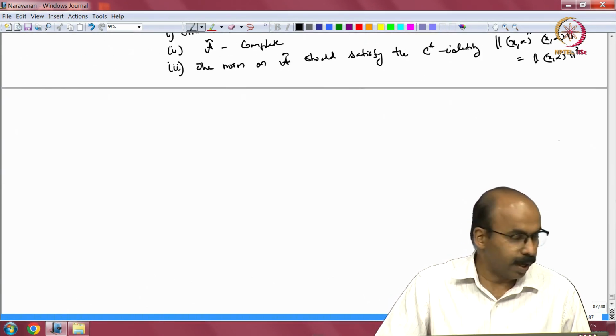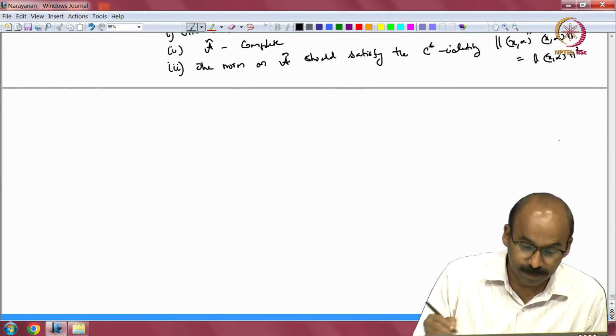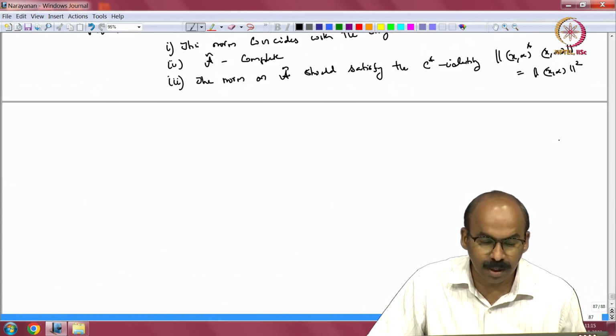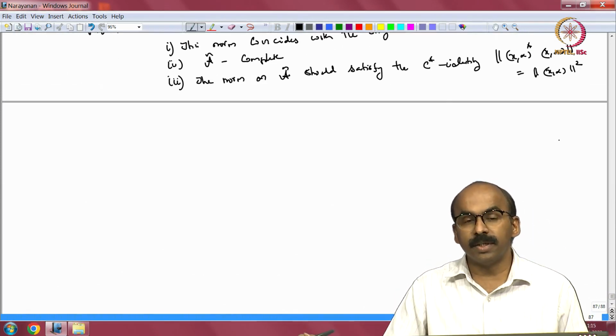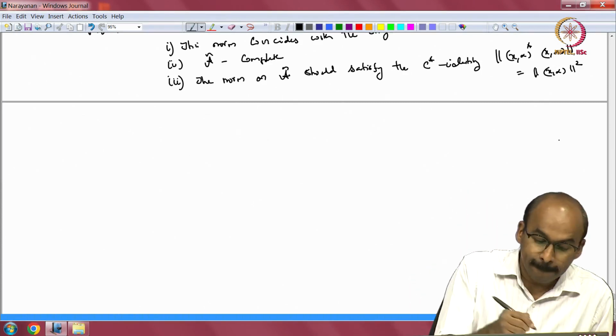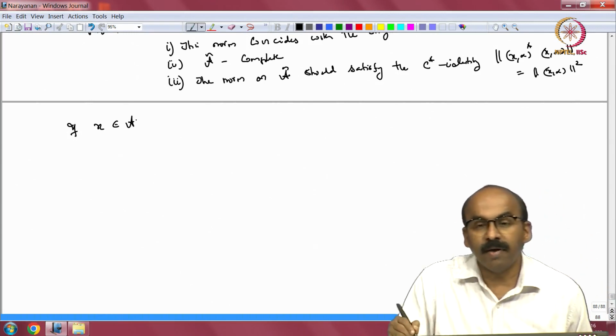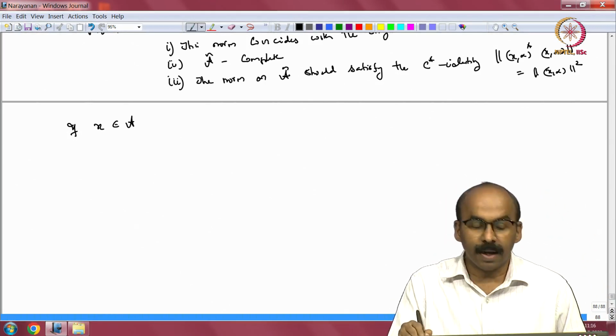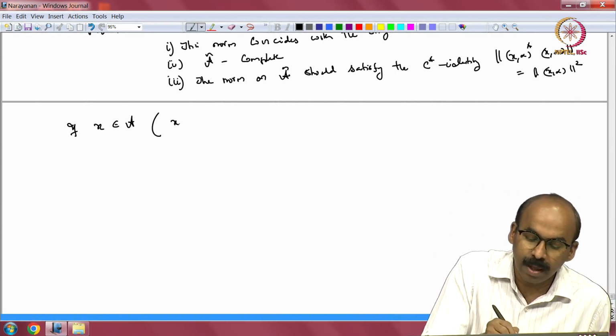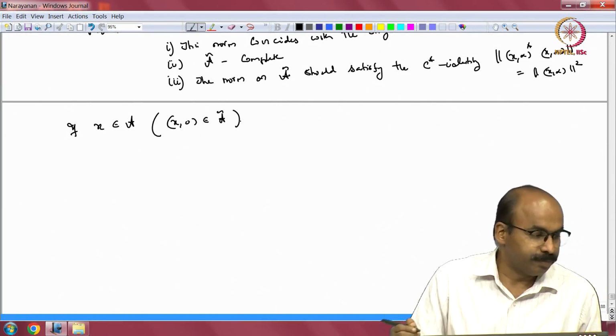Okay. All right. So, let us look at the first one. So, what is the first one? The norm coincides with the original norm on A. Okay. So, if x is in A, well, we identify it as (x, 0) in A tilde. So, that is same as saying (x, 0) in A tilde. Okay.